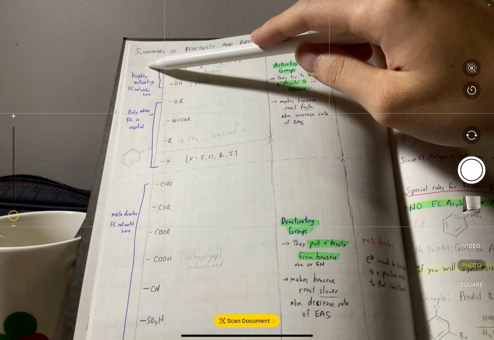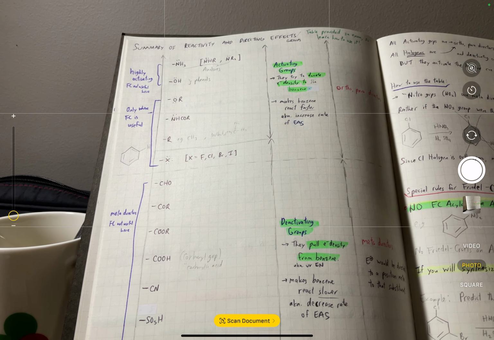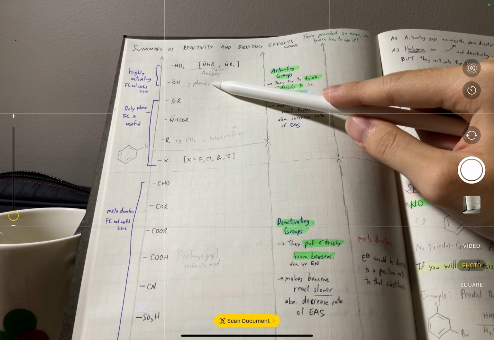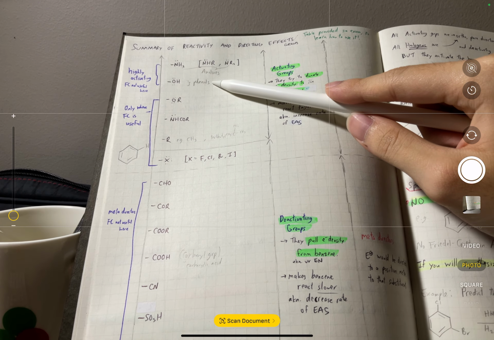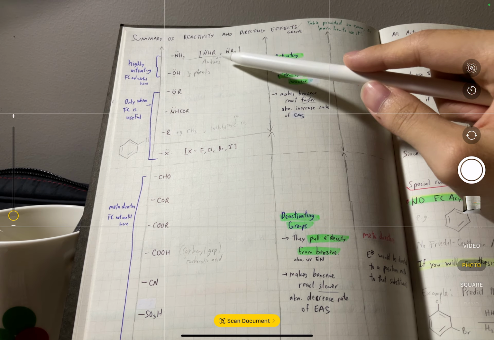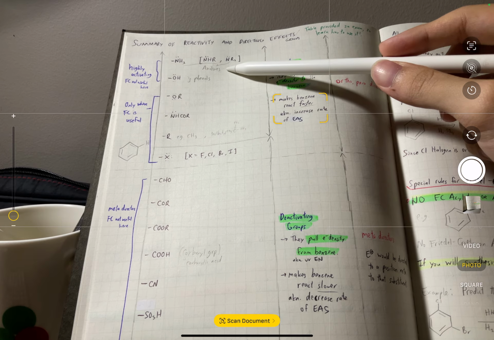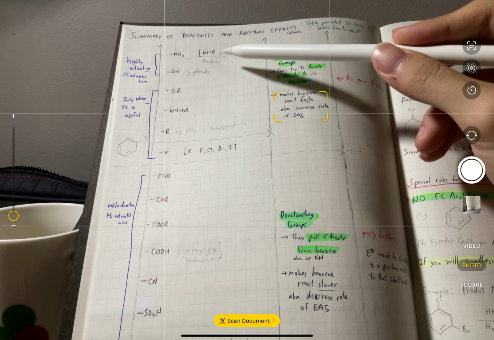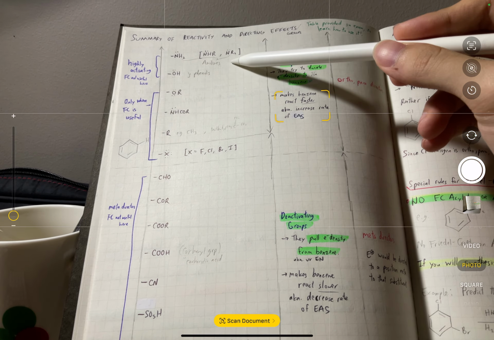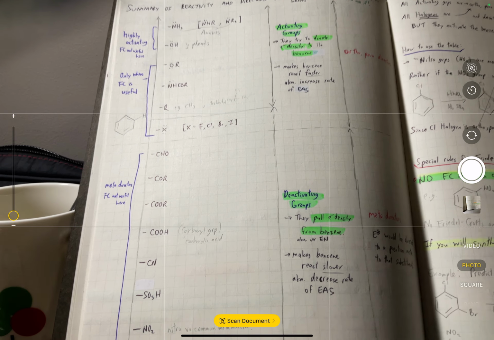Because they are so activating, there is a tendency to overhalogenate. Again, remember, for phenols, if you leave out the FeX3 catalyst, you prevent overhalogenation. In anilines, if one of the R groups is a carbonyl, you prevent overhalogenation. Okay?